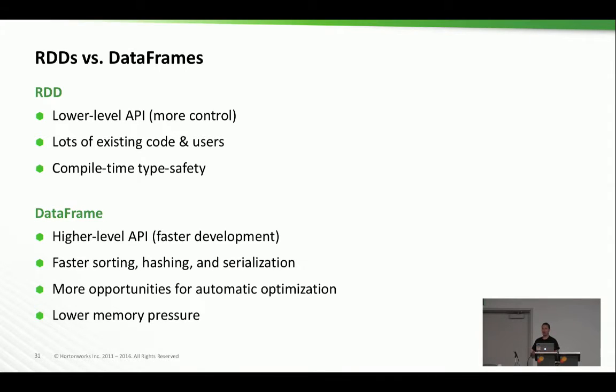This is what we're going to be covering here. You have faster sorting, hashing, and serialization. Of course, because of Catalyst, you have more opportunities for automatic optimizations, and it provides lower memory pressure. So there's a lot of benefits to using these higher level APIs.